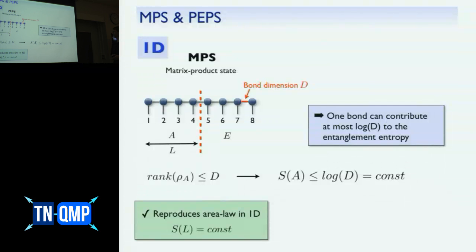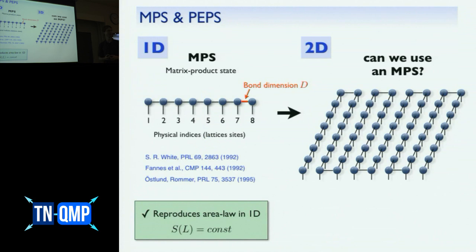Now, early on, people wanted to use MPS also for two-dimensional systems, and as you probably know, you can put a matrix product state with such a snake here on a two-dimensional lattice. Essentially it boils down to mapping the two-dimensional system onto a one-dimensional system with long-ranged interactions, right? Because a local interaction between these two sides here becomes a long-ranged interaction in the MPS language.